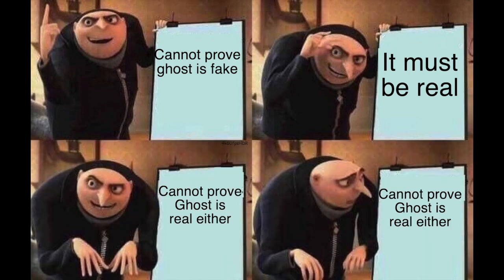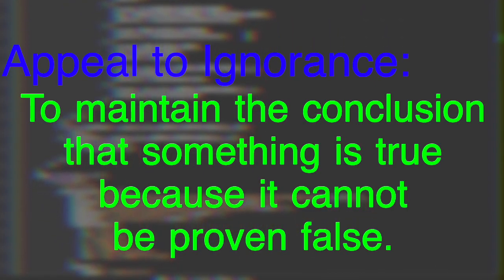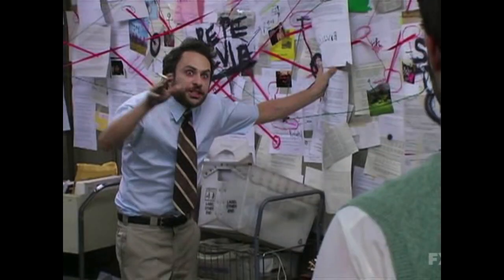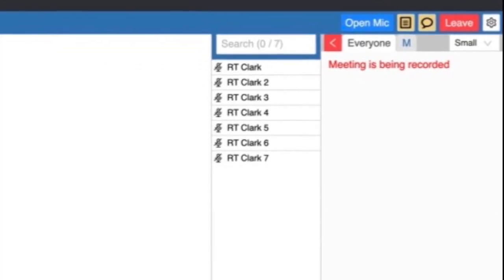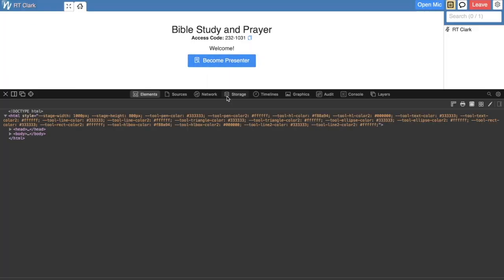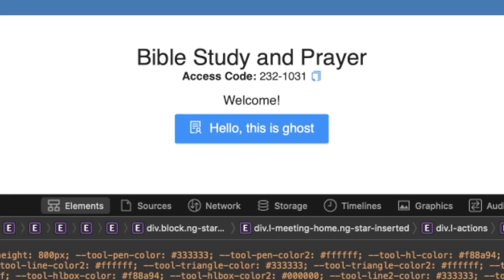This argument has a flaw. You also cannot prove the ghost is real either. This commits a fallacy of logic called appeal to ignorance, to maintain the conclusion that something is true because it cannot be proven false. I conclude another theory, however. The GP7 ghost is all of us. Although many tech issues are outside of our control, we seek to find new glitches. Perhaps our desire of bending GP7 to its limits resulted in the GP7 ghost.